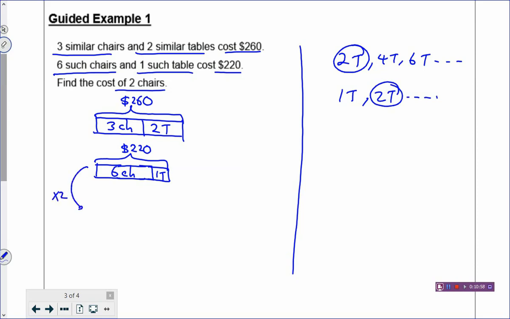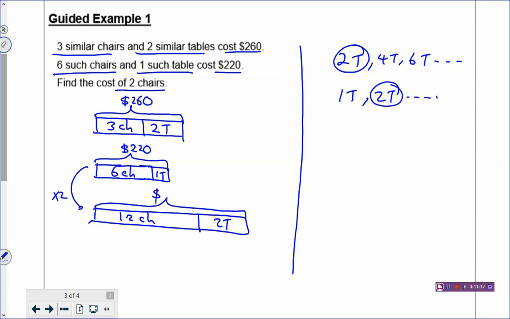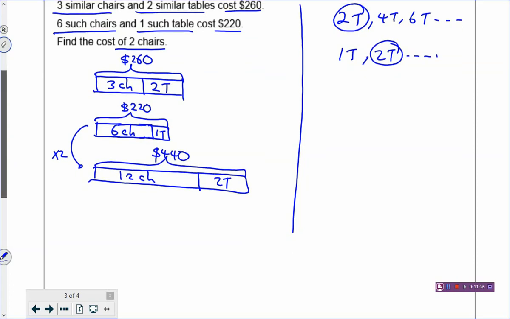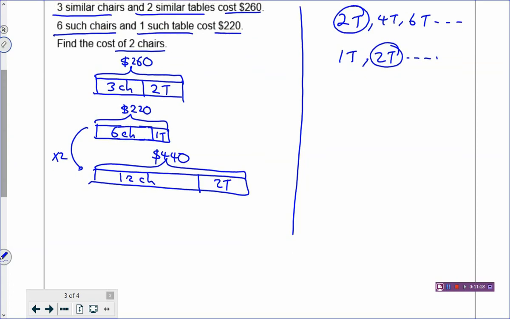Now if we times 2, you will have 6 chairs times 2, you will get 12 chairs, right? So let's put down 12 chairs, and 1 table times 2 will be 2 tables. Alright, and then the money, which is $220, you also have to times 2. It means that the whole model you have to double. So times 2, $440.